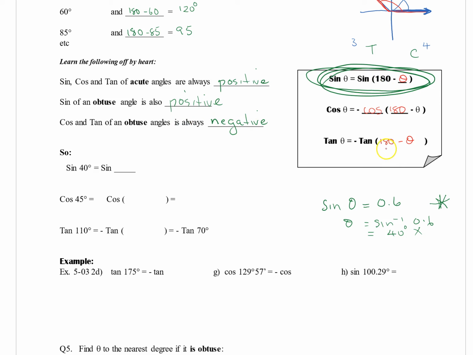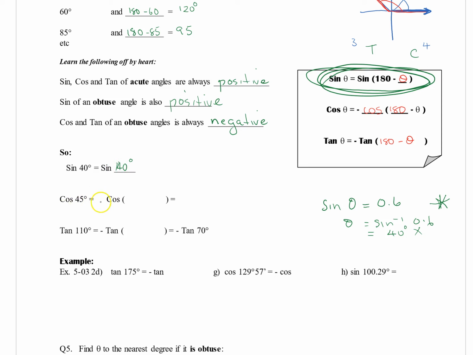And then I'm able to complete this nice little summary. And please learn this, that sine theta is the same as sine 180 minus theta. Cos of theta is minus the cos of 180 minus theta. And tan of theta is minus the tan of 180 minus theta. So we saw sine 40 is the same as sine of 180 minus 40, which is 140. And it's sine that we have the most problem with.